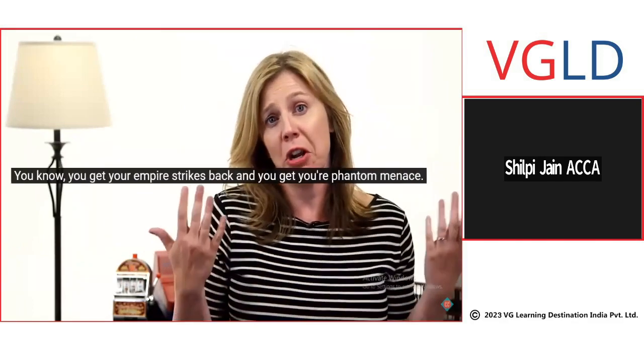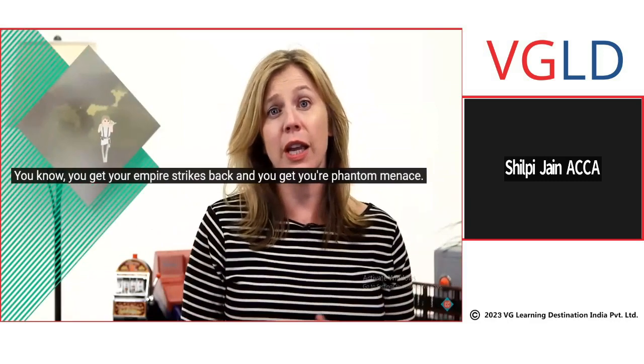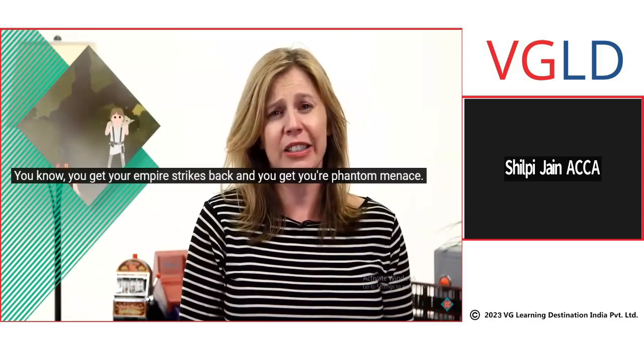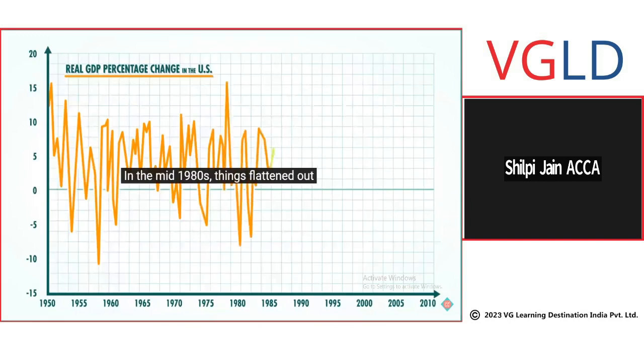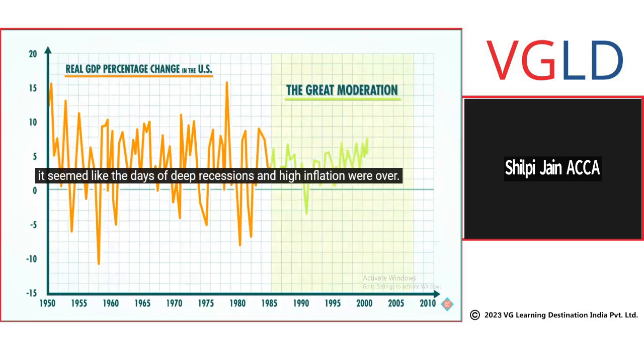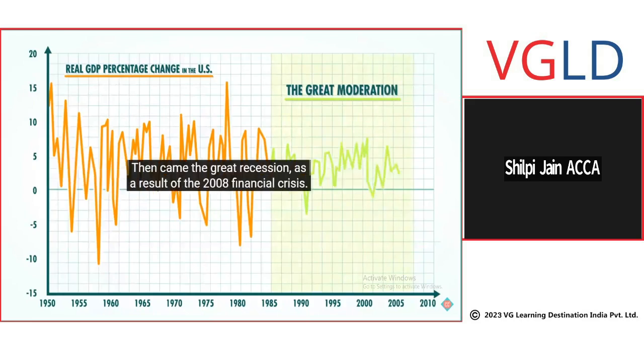You know, you get your Empire Strikes Back and you get your Phantom Menace. Look at the real GDP growth rate in the United States since 1920. See, up and down over time. In the mid-1980s, things flattened out, and we had a thing called the Great Moderation. It seemed like the days of deep recessions and high inflation were over. Then came the Great Recession as a result of the 2008 financial crisis. Back to the same old up and down of the business cycle.